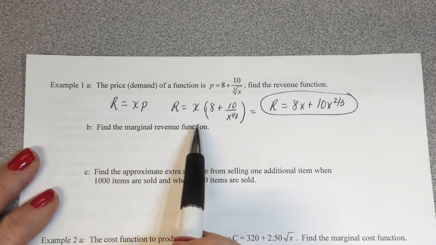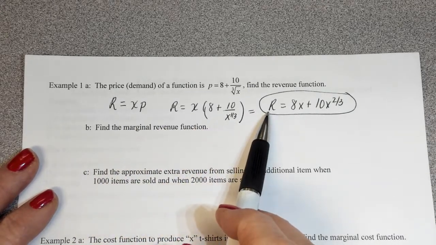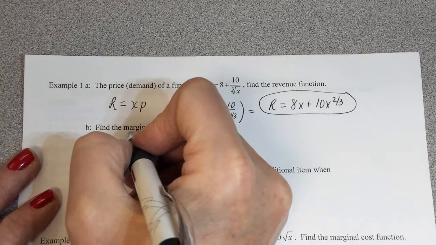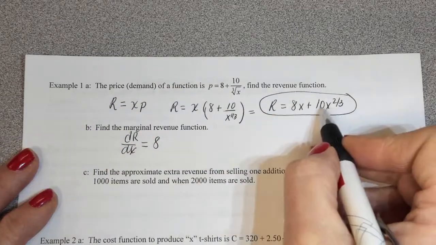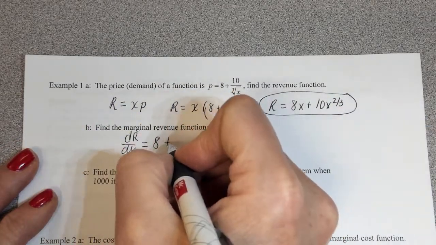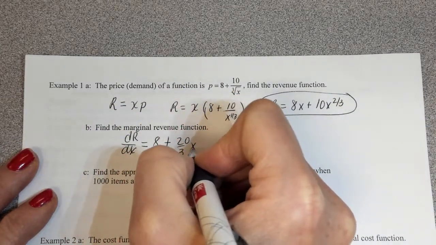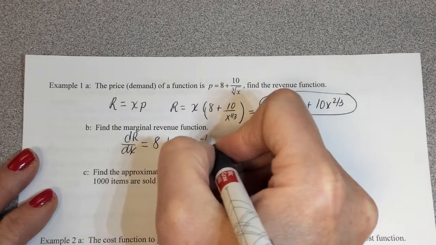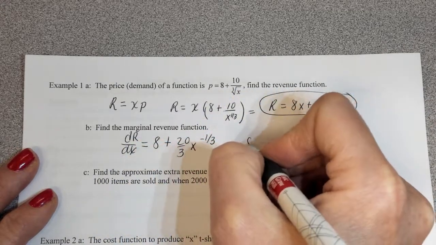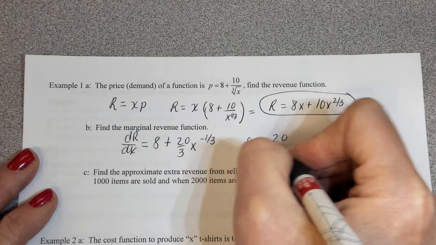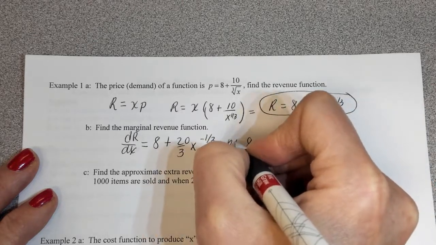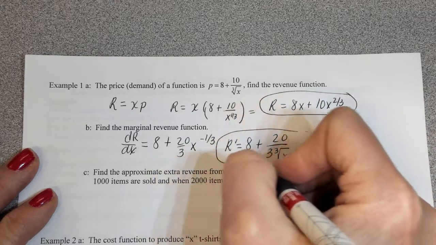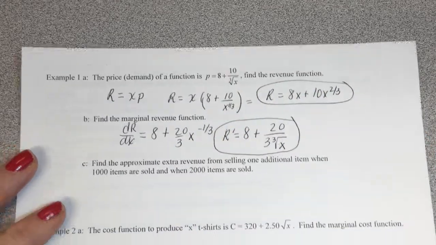And the marginal revenue function, that's the derivative of the revenue with respect to X. So dR/dx is going to equal this derivative: 8 plus 10 times 2/3 is 20/3, X, subtract 1. I can also call that just R prime for dR/dx.